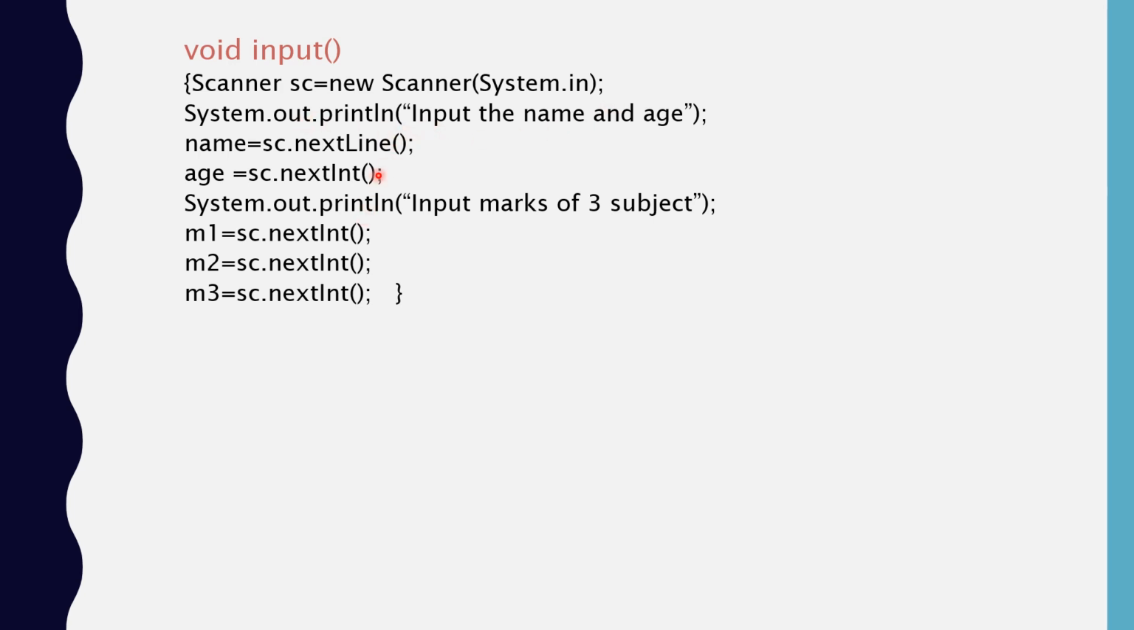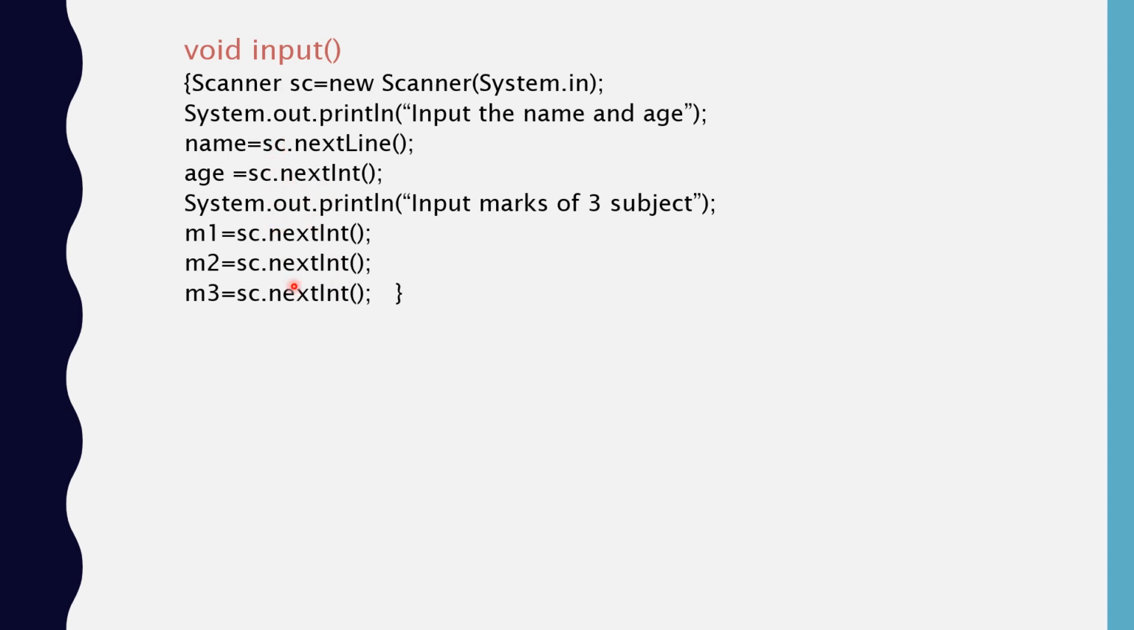Here one by one accept the name, age and maximum marks. So input the name and age. Name is sc.nextLine and age we are accepting here. Then input the marks of three subjects m1, m2, m3 with sc.nextInt. So now the third function is finished.